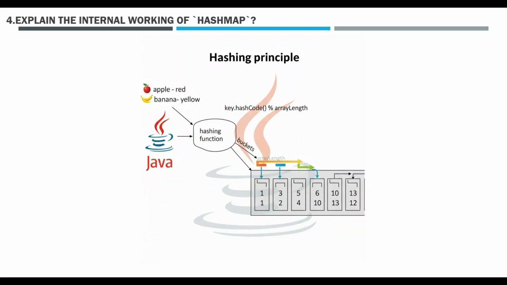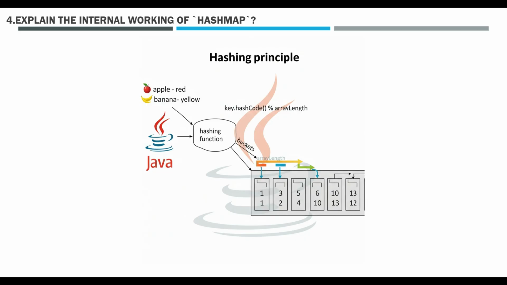Now if you look at this particular image here, you will see you have an apple, you have a banana which is going to be stored. It is going to calculate the hash function, pick which bucket it is going to store it in, and then store it over there in the bucket.